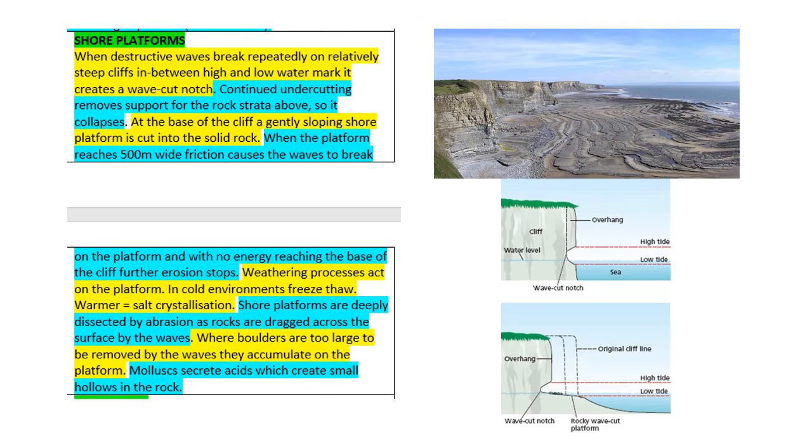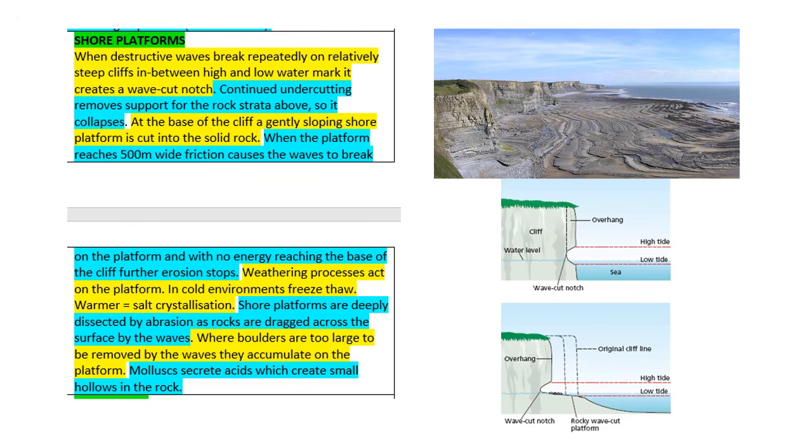Shore platforms. These occur when destructive waves break repeatedly on a relatively steep cliff. So it's where you've got a small tidal range and you get a concentration of wave energy. That continues until it cuts a wave cut notch, continues to undercut the rock above, and so eventually the rock above collapses down. And what it leaves is a platform of rock at the bottom. That platform will never get wider than 500 meters because the friction of the platform will mean the waves never get to the base of the cliffs and never get to erode it any further.